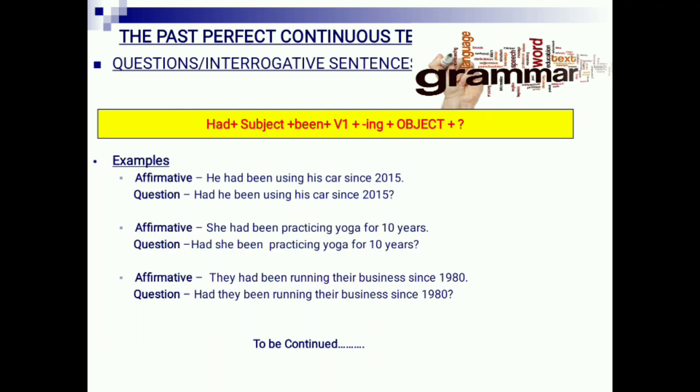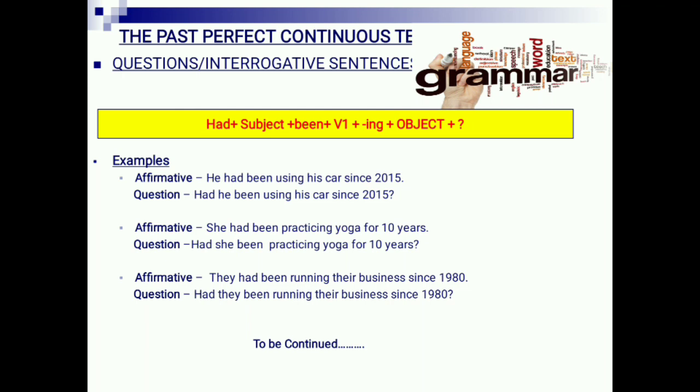Let's move to the questions. The structure for an interrogative sentence is had plus subject plus been plus V1ing plus object, and then at the end of the sentence you have to give a question mark because it is a question. So the only thing you have to note is had will come first, then subject, and then been plus V1ing plus object. See the examples. He had been using his car since 2015. So we are bringing had first and then subject, then been. See, had he been using his car since 2015? And at last give a question mark, right?